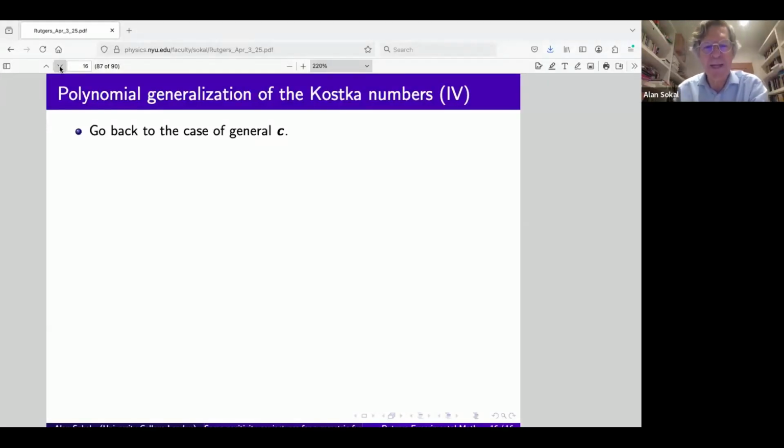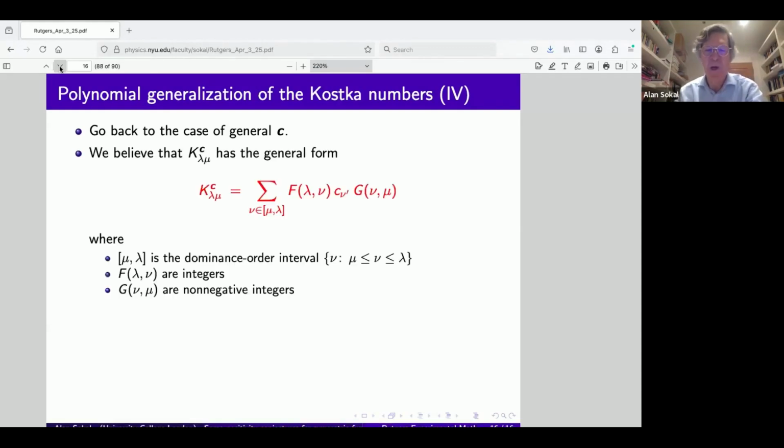So let's go back to the case of general C, because we thought that maybe the point is we should try to understand the case of general C. Well, we think we actually can. We think that the generalized Kostka number has this form. It's a sum over all nus that lie in the dominance order interval between mu and lambda.